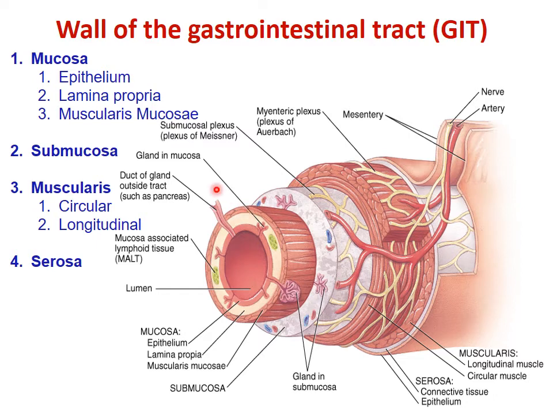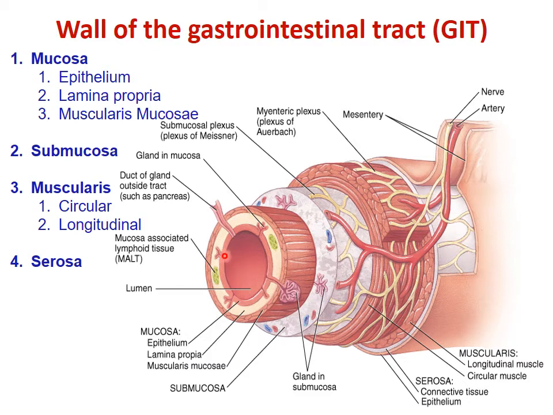Now where are all these? First of all, you will find this is the mucosa here, and the mucosa has the epithelium. This is the innermost layer, the lumen of the tube, whether it's the esophagus, the cavity of the stomach, or the cavity of the small or large intestine. Which type of epithelium is this in the GIT? Simple columnar epithelium, right?